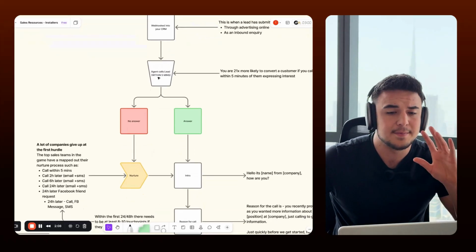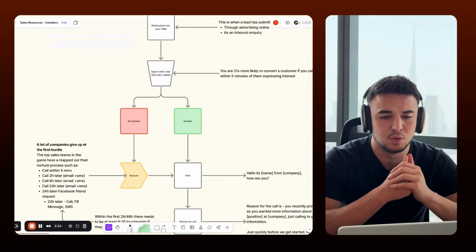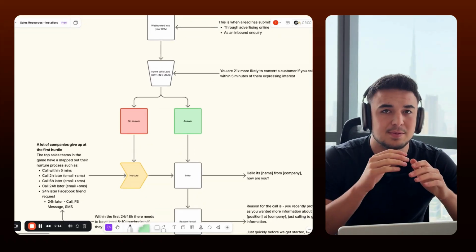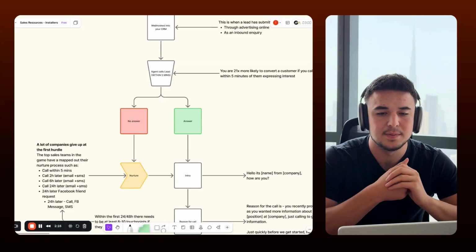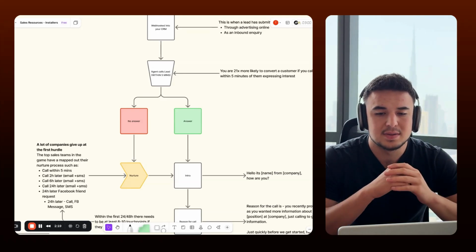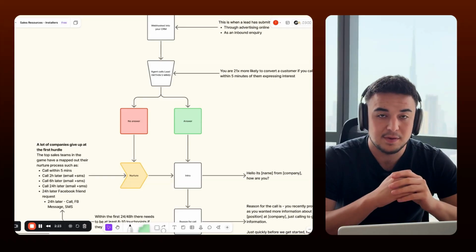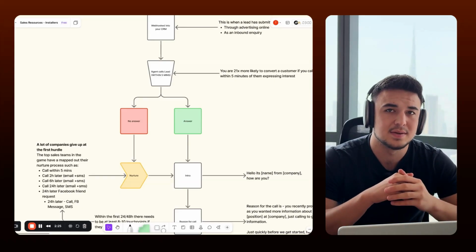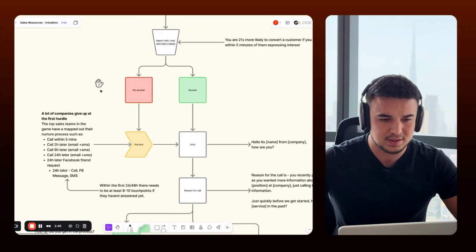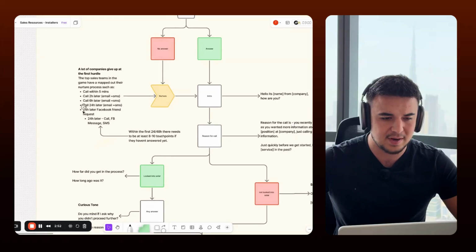So from there, once you get the lead, you want to make sure that you call within 5 minutes. This is really important. And the reason why this is important is because you are 21 times more likely to convert a customer if you call within 5 minutes of them expressing interest. Now from here, they can either answer or not answer. And a lot of companies just give up at the first hurdle.